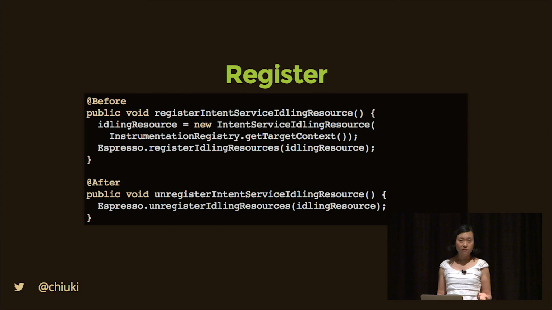So once you have defined your idling resource, then you need to register it so that Espresso knows to actually ask this particular idling resource, like, hey, are you idle now, before it moves on.